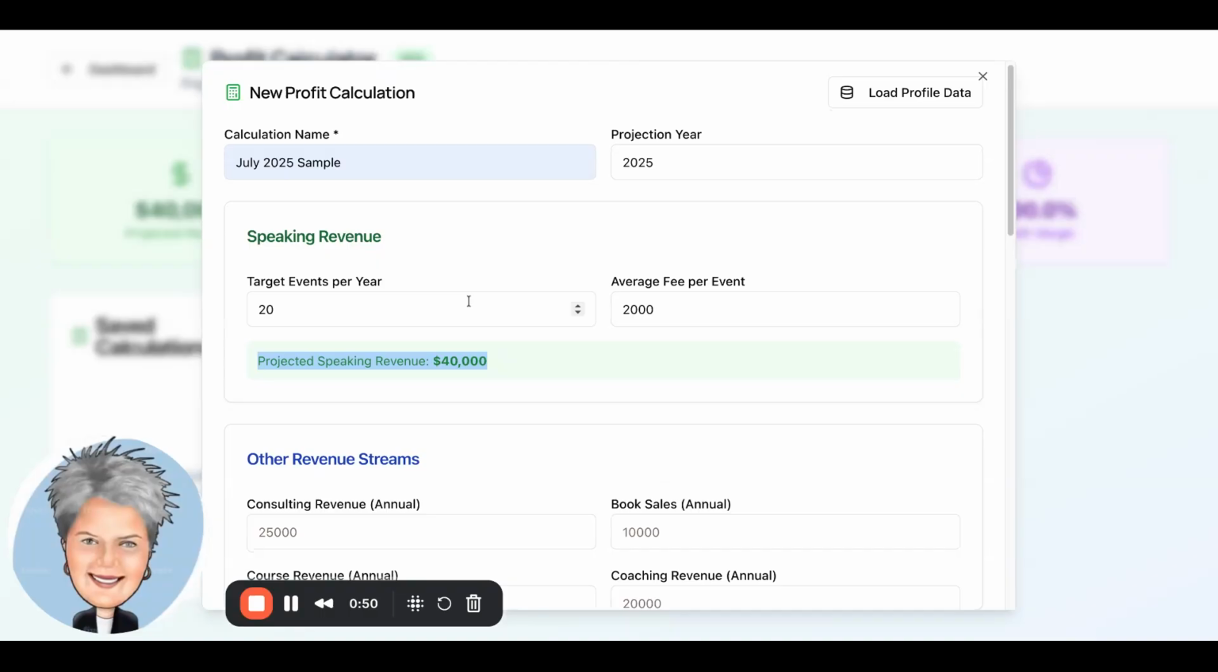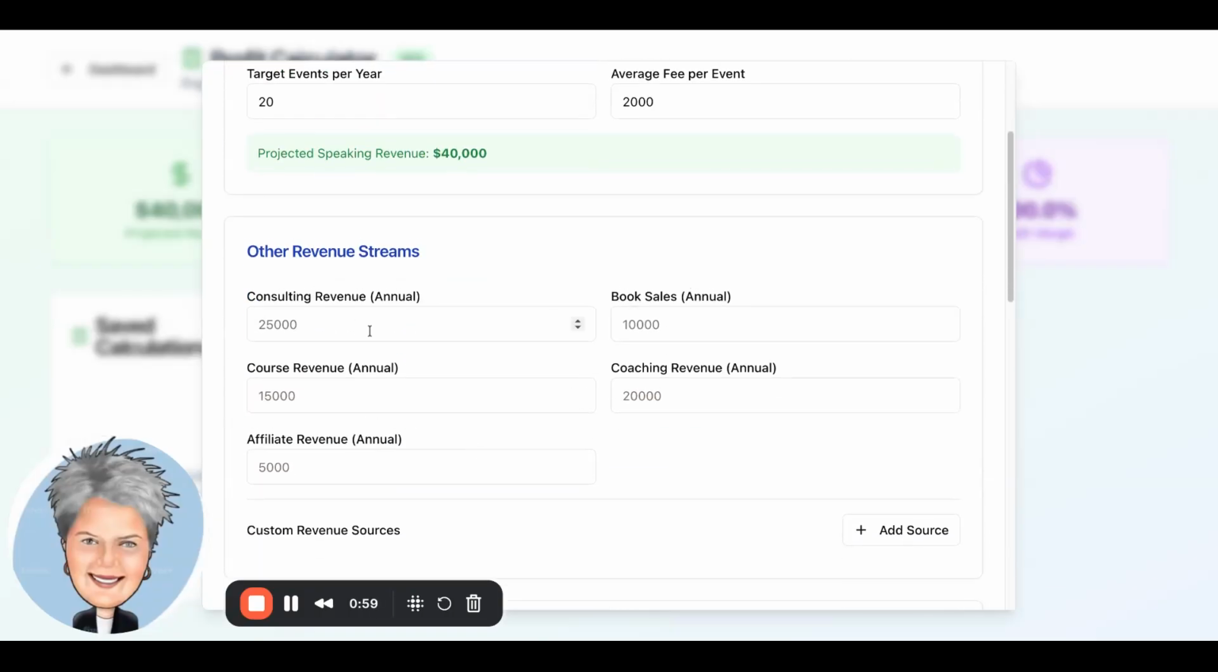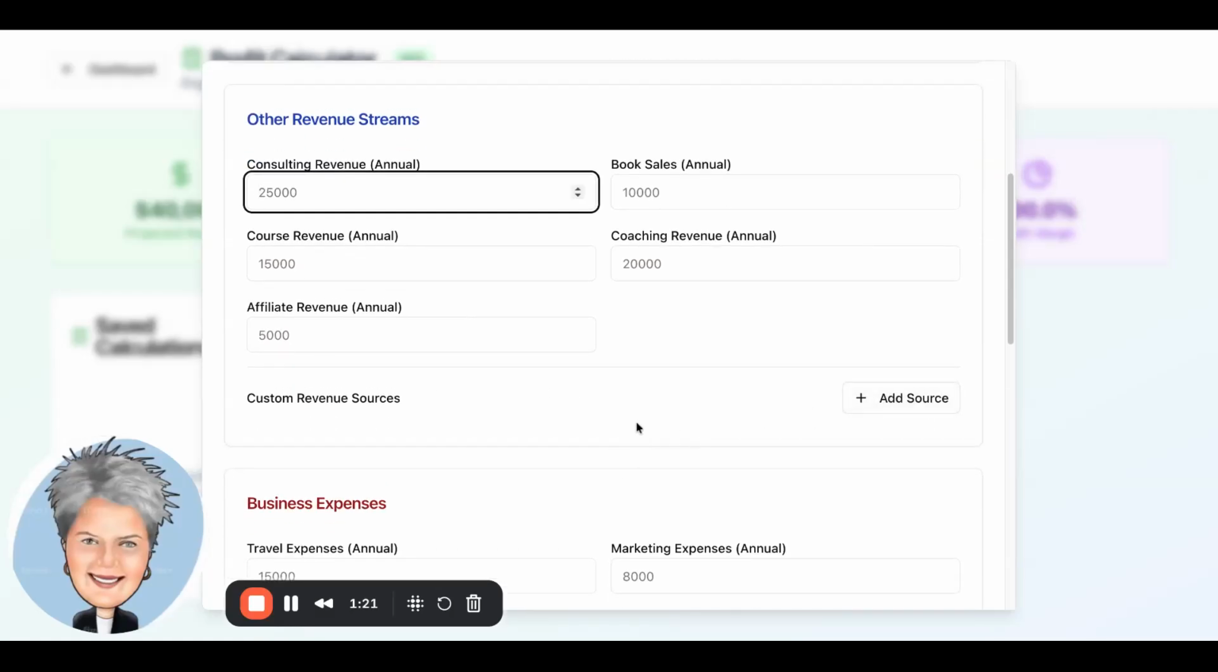But we know if we were just doing speaking, we wouldn't be able to make a living probably off of $40,000. We need to find more ways to make money. So maybe that's either through consulting revenue, maybe that's through book sales, maybe that's if you have a course that you offer online, that's another revenue source. Let's pretend you do coaching for your clients, or maybe you participate in affiliate programs to where if you help sell them, you might receive revenue from that. And there's also revenue sources custom you can put in here.